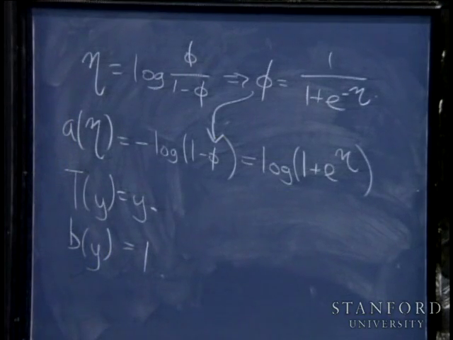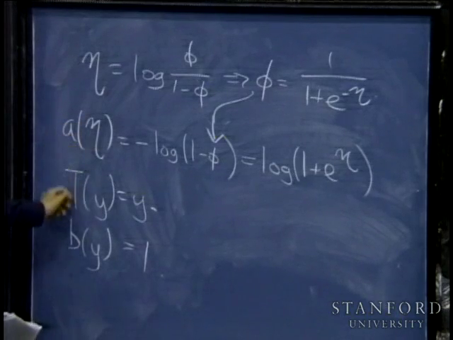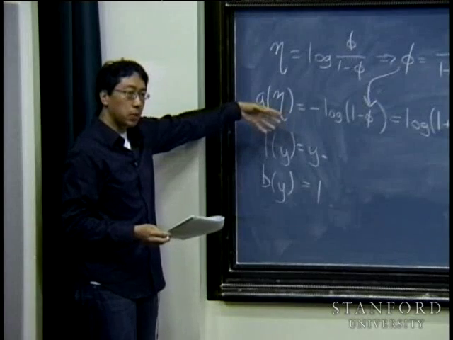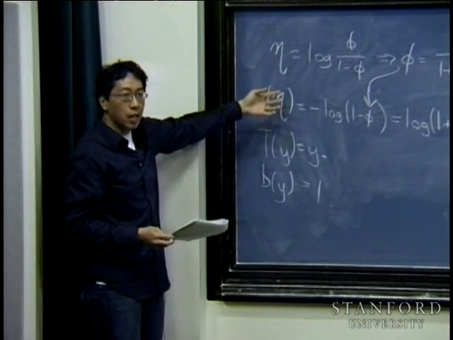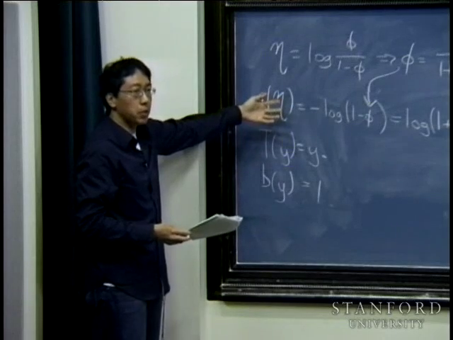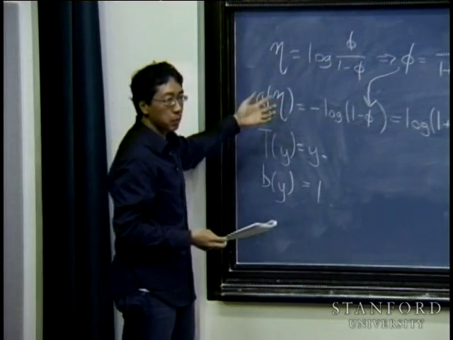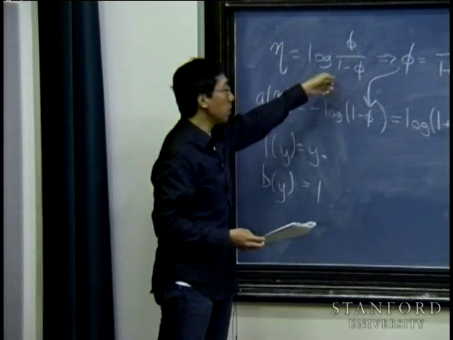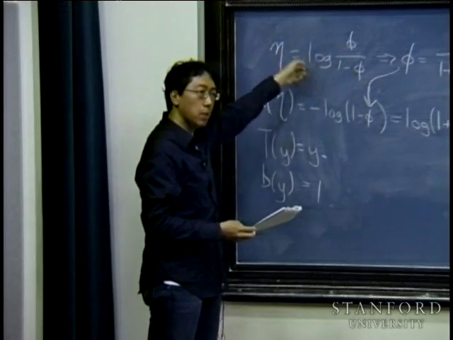Just to recap what we've done, we've come up with a certain choice of functions A, T, and B so that my formula for the exponential family distribution now becomes exactly the formula for the probability mass function of the Bernoulli distribution. And the natural parameter eta has a certain relationship with the original parameter of the Bernoulli.